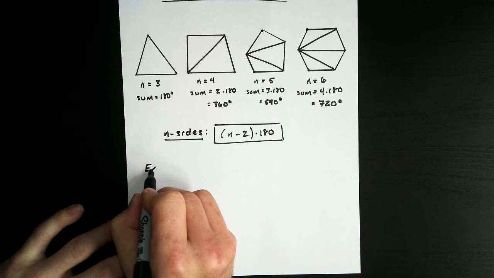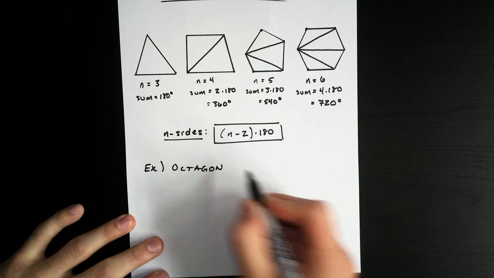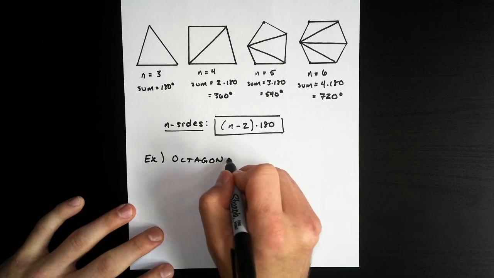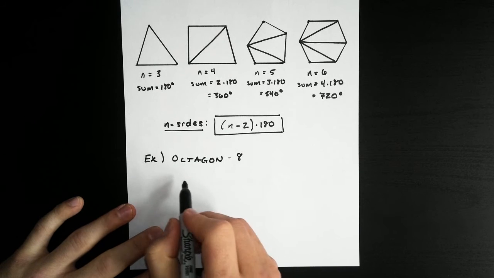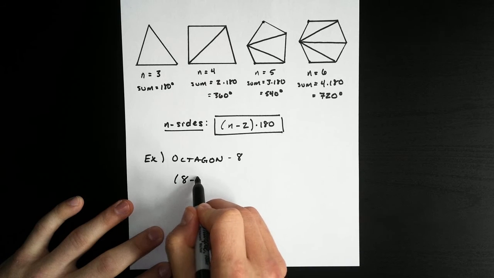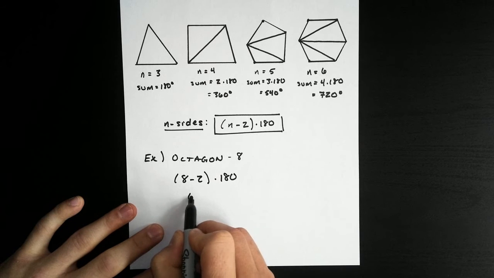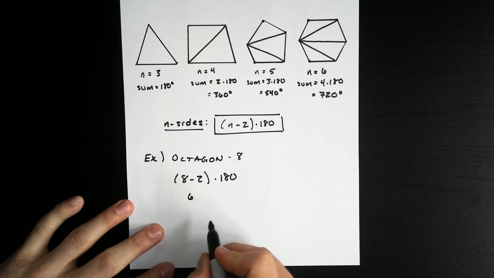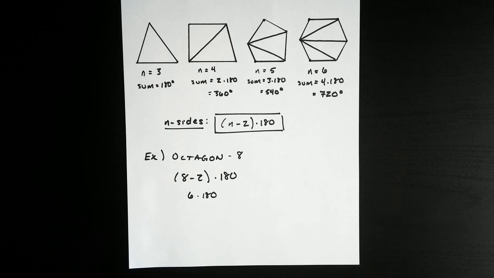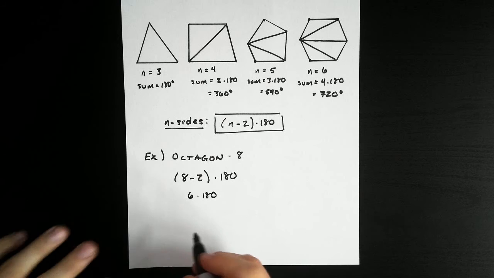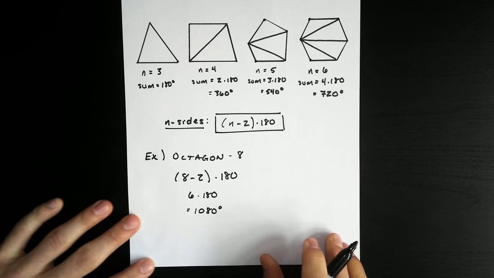So for example, let's think about an octagon. An octagon has 8 sides. So that means n is 8. So if I want to find the sum of the interior angles, we'll do 8 minus 2, and then we'll multiply that by 180. So 8 minus 2 is 6. The 6 represents the number of triangles that we can draw. We'll multiply that by 180. And we end up with a total sum of 1,080 degrees.